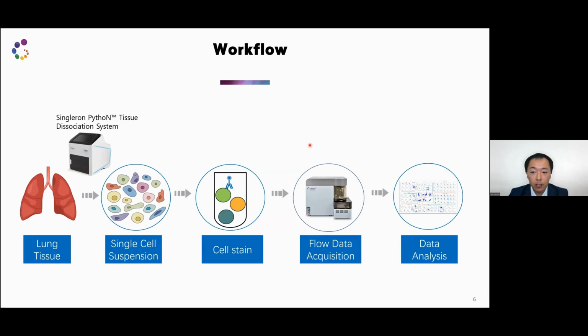What we did in this project was to obtain single cells from lung cancer samples and design a panel to characterize the TME using spectral cytometry. After the sample was sent to our lab, it was rinsed and cut into small pieces, and then put into this dissociation system for enzyme digestion. This part was provided by Syngron. The single cells were stained with antibodies, acquired on a 3-laser flow cytometer and analyzed with spectral flow software.